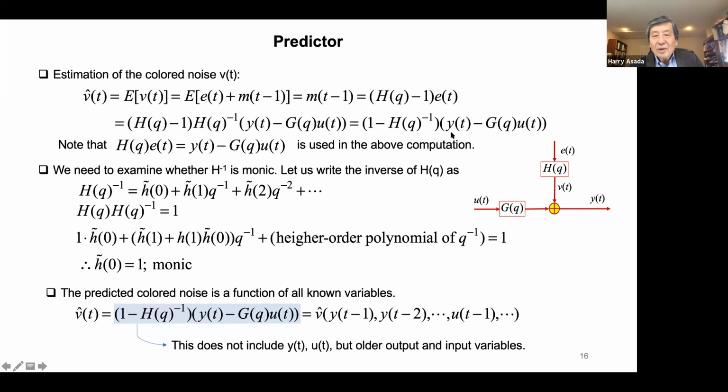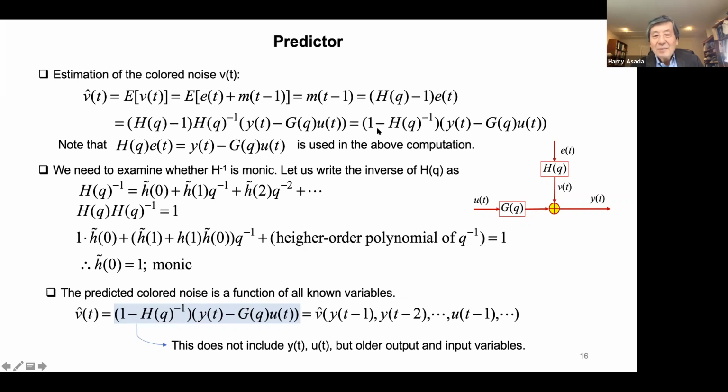Now, what puzzles us? We observe y(t-1), and then we know u(t-1). y(t-2) is okay, but y(t) is involved. So what's the point? If we need to know y(t), this is not valuable to do, right?